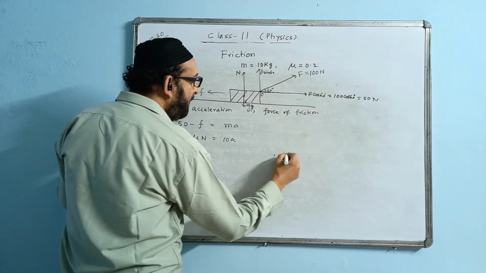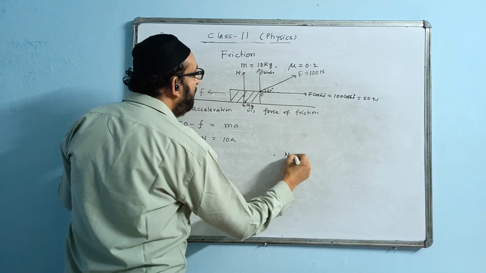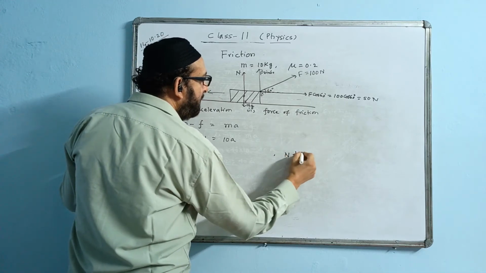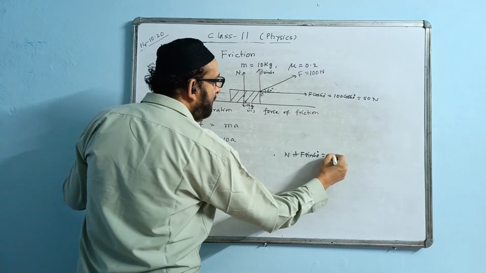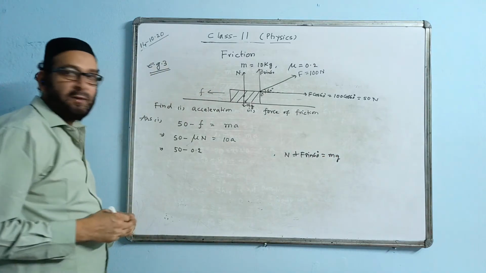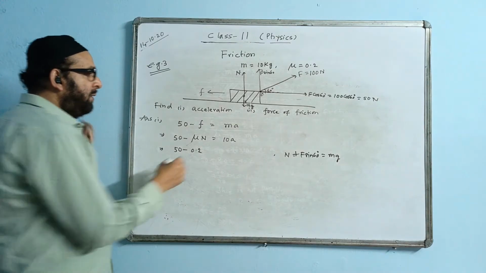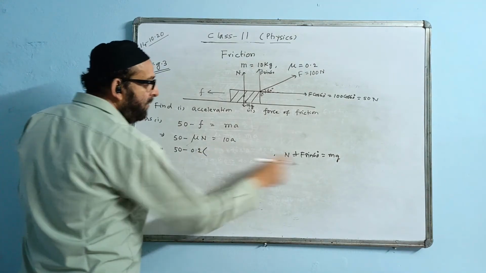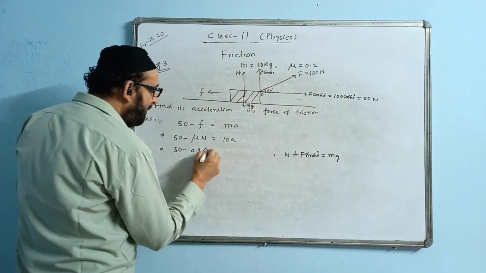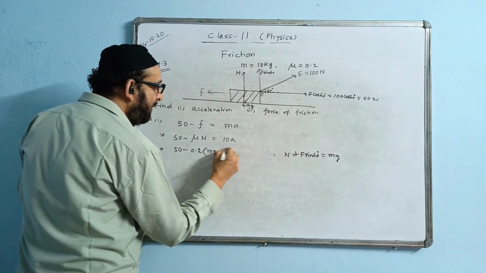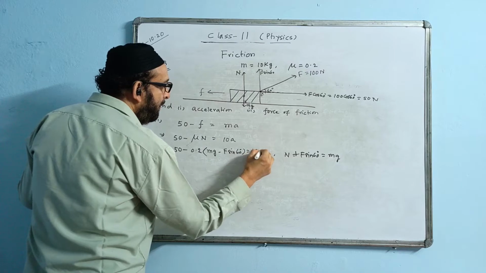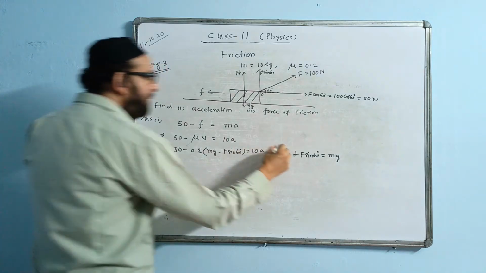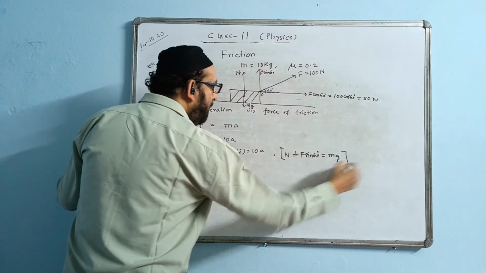We can check it out. We can write it as N plus F sin 60 degree is equal to mg. So the value of N will become mg minus F sin 60. Let us write down here: mg minus F sin 60 is equal to 10A. This one is a note. We are making a note rather than that.